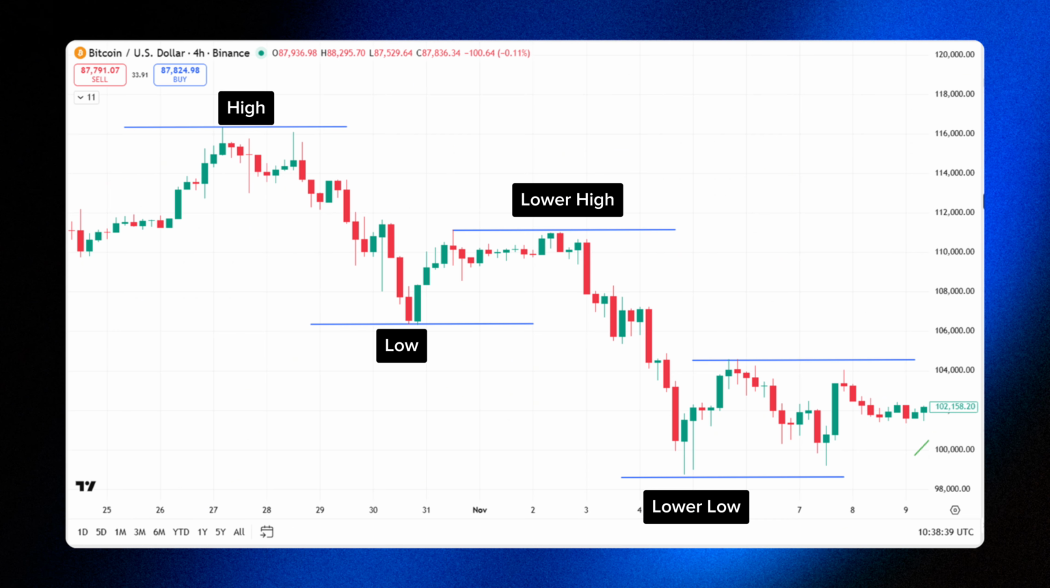For a downtrend, it's the opposite. You need a lower low and a lower high. So it goes this way. The price drops, bounces, then can't reach the last high and drops again. Once the lower high is confirmed, you have confirmed a downtrend.